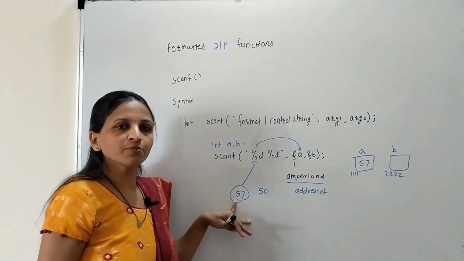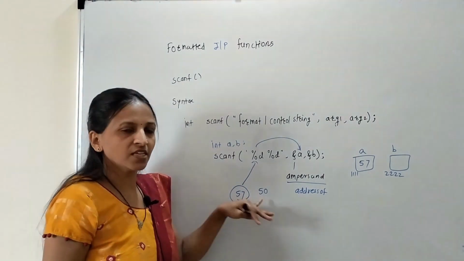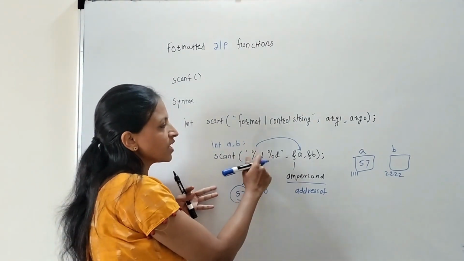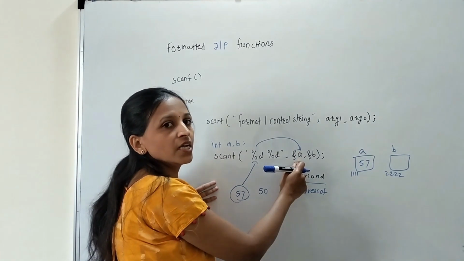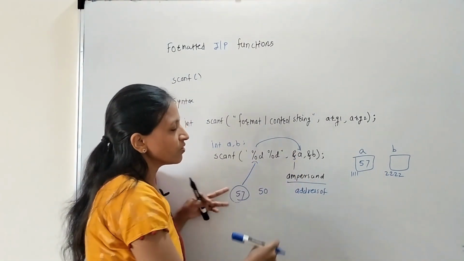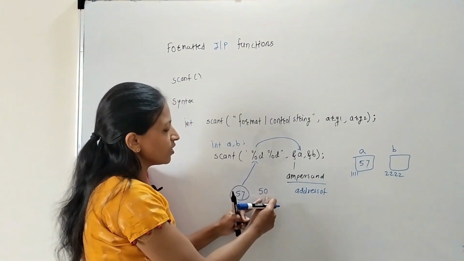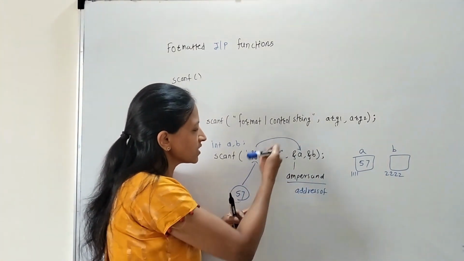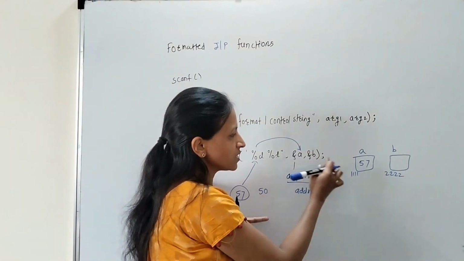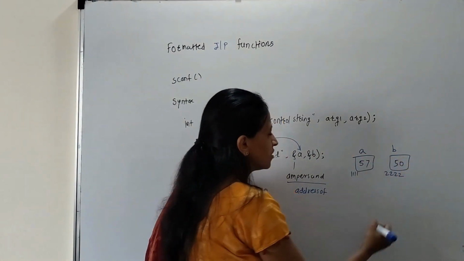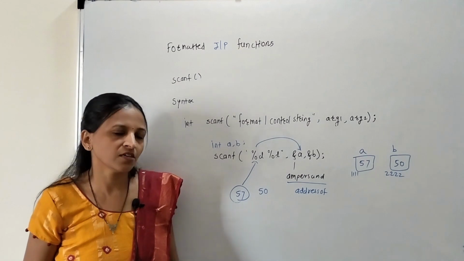Then only this statement will get executed. First the user will enter 57 suppose, then space, then 50. Then this value will get scanned and stored inside variable a, because here we have given ampersand a, that is nothing but the address of the a variable. Now the second value the user enters, 50, will get scanned and stored at this b place, that is 50 here, because we are providing the address of b here.